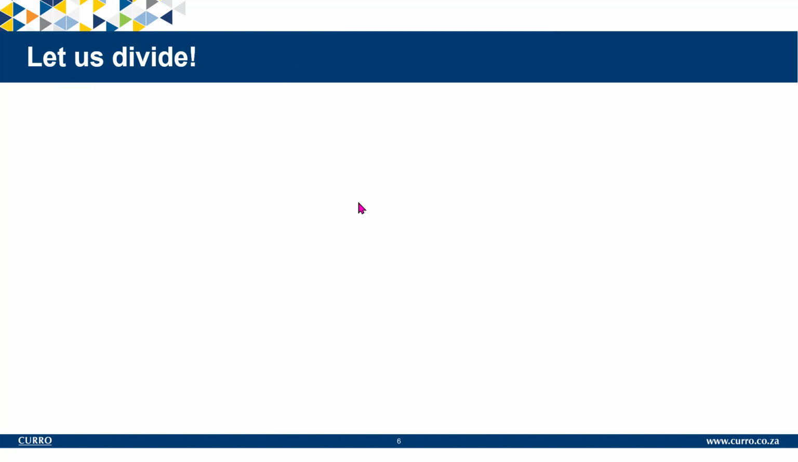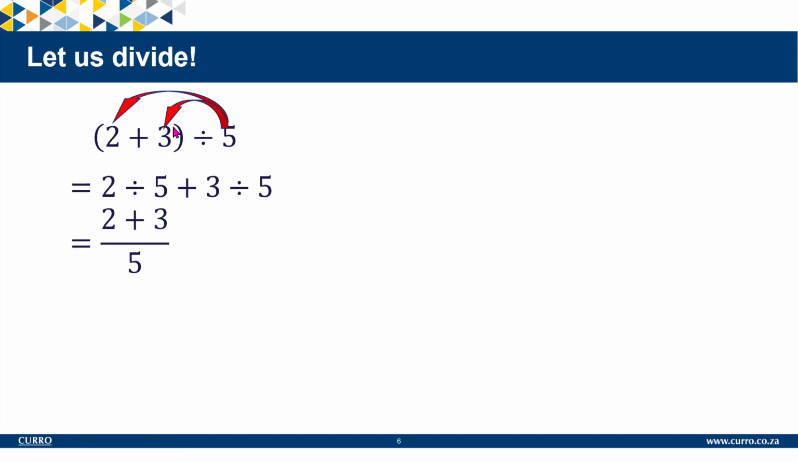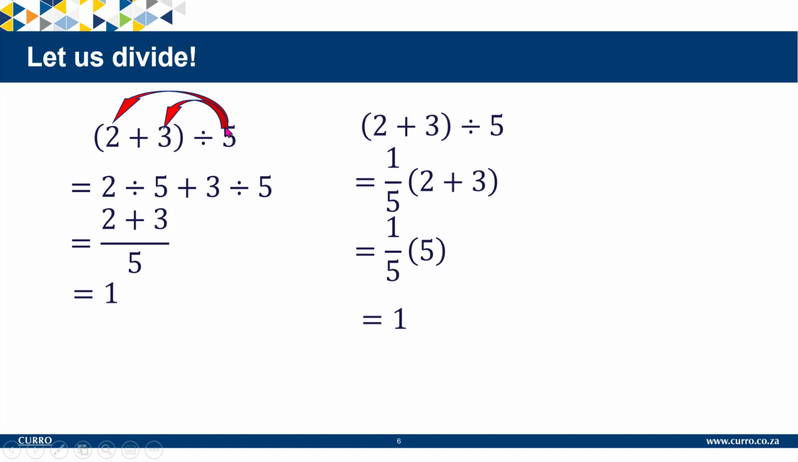I'll tell you now. Do you see (2 plus 3) divided by 5? You know the distributive property. So we can distribute the 5 to the 2 and the 3 by dividing the 2 by 5 and the 3 by 5. Let's see how that works. 2 divided by 5 plus 3 divided by 5 can be written as 2 fifths plus 3 fifths, which is (2 plus 3) over 5, which is 1. So it works. What about this one? (2 plus 3) divided by 5.